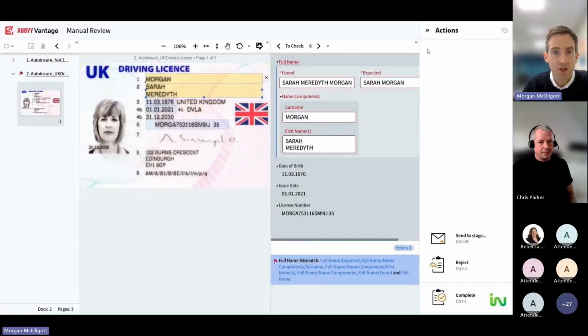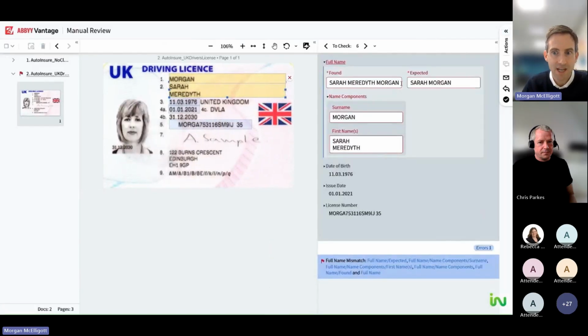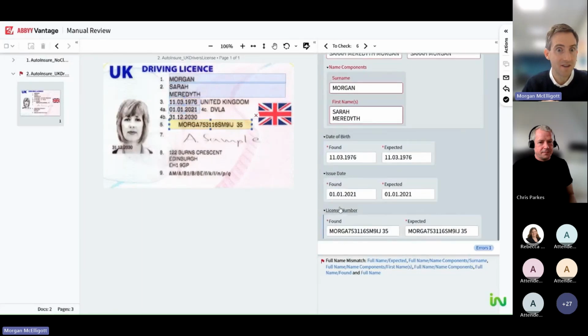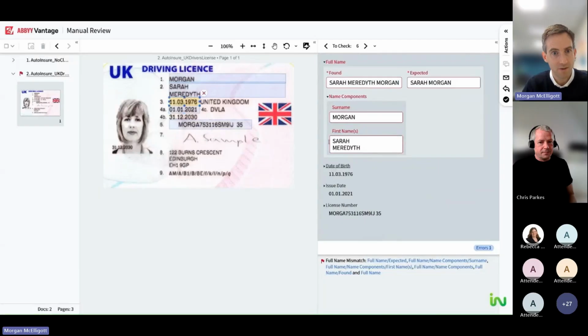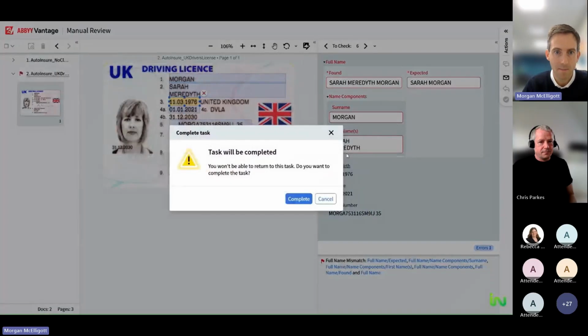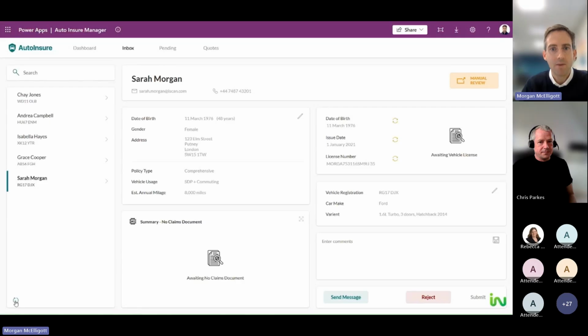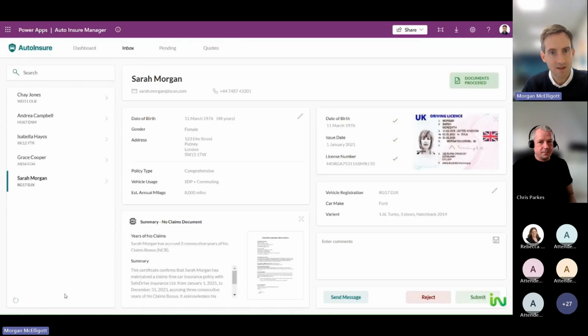So for the driver license validation, we have built a third-party integration into Abbyy Vantage, and you can see how well integrated it is. And Abbyy has extracted the key information from the driving license and identified that there's a mismatch between what was found on the license, and it's just a naming. Sarah's included her middle name, so we can actually accept that. It's fine. This mismatch is okay.